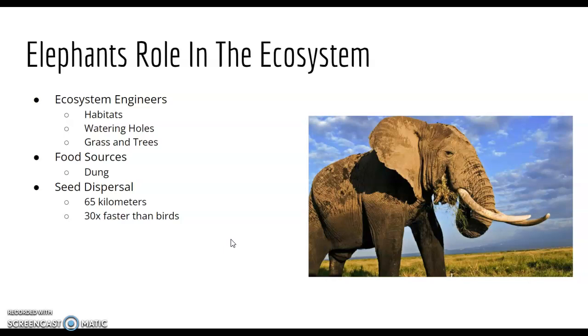Well, they are considered ecosystem engineers. They make a lot of habitats for animals. They knock down trees for small animals to live in. They also can create watering holes, and they push down the grass and trees for a lot of grazing animals. They also are a source of food, specifically for beetles and insects that will eat their dung. And lastly, they are also seed dispersal animals.